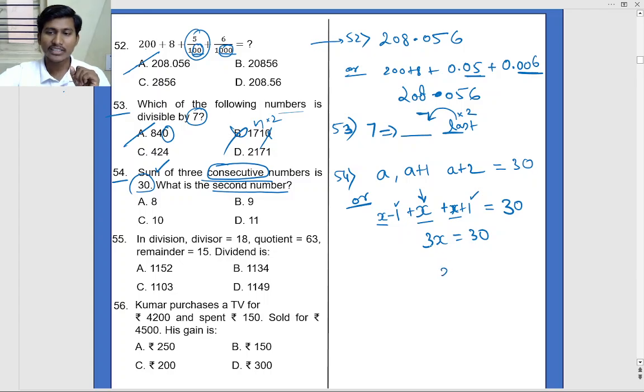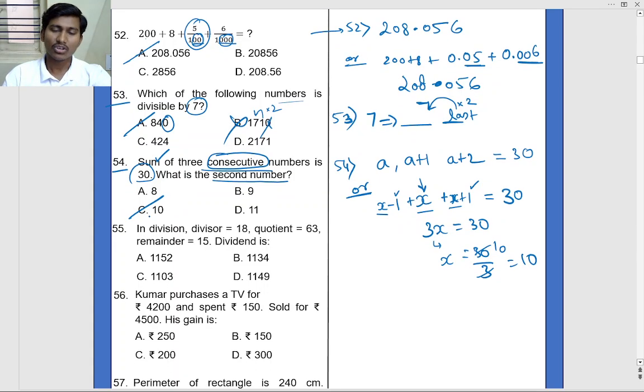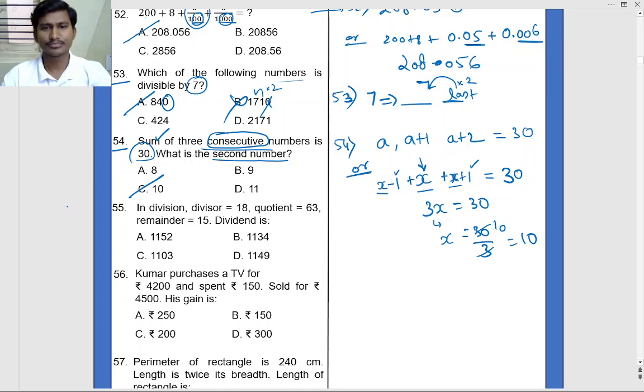So how do we find x? 3 times x is 30. If you take this 3 to the other side, you can divide it: 30 by 3. 3 times 10 is 30, so 10 is the answer. So option C. You go with the second method, that will be easy for you. Understand? Good. Or you can go with the options also and then add it.